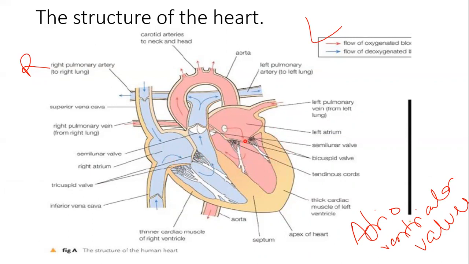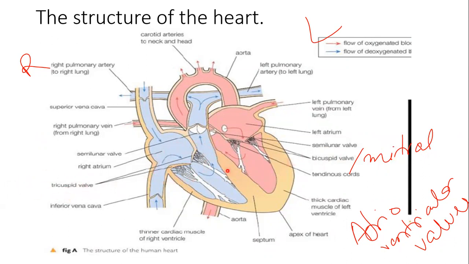Now, if you want to be more specific, whether you're talking about the valve of the right side or the left side, the valve of the right side is known as the tricuspid valve, while the valve of the left side is known as the bicuspid valve or the mitral valve. There are 2 names for it. So the valve of the left side can be known as either the bicuspid valve or the mitral valve, while the valve on the right side is known as the tricuspid valve.